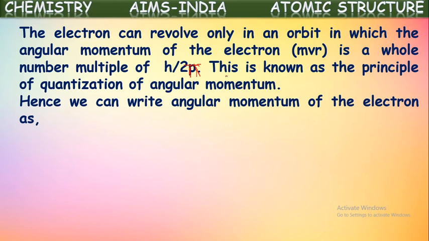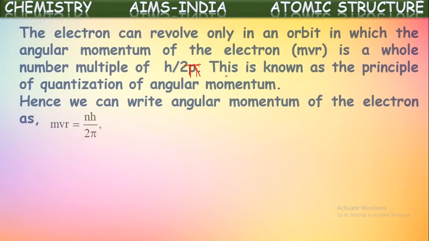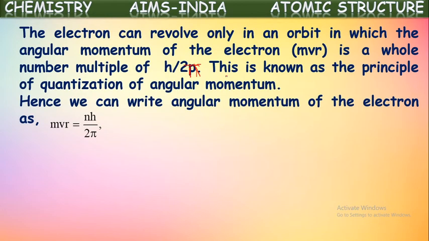So the electron can revolve only in an orbit in which the angular momentum is an integral multiple of h by 2 pi. This is known as the principle of quantization of angular momentum. So for electrons, angular momentum is quantized. Electrons will be revolving in those orbits where the angular momentum of that orbit will be equal to multiples of h by 2 pi. Hence, we can write the angular momentum of the electron as mvr is equal to nh by 2 pi.